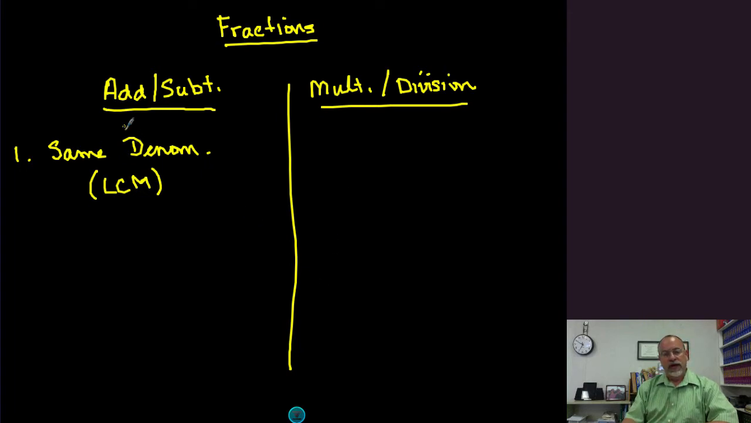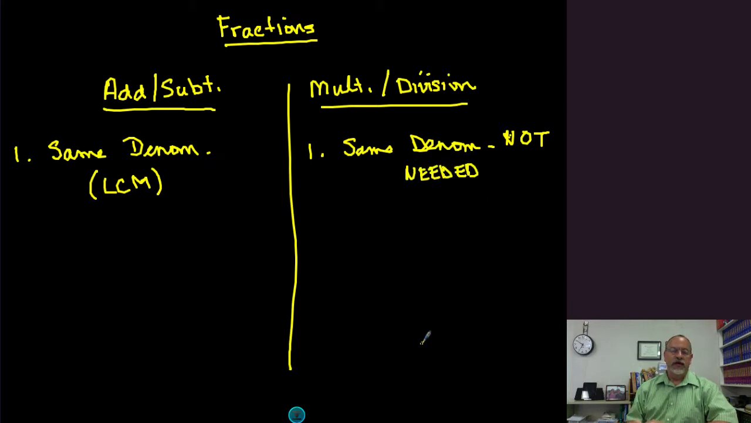Now, that applies to addition and subtraction only. When we're looking at multiplication and division, then we do not need the same denominator. So the same denominator is not needed. Sorry about that. The same denominators are not needed when we're multiplying and dividing. So again, that's one of those properties that students get mixed up.